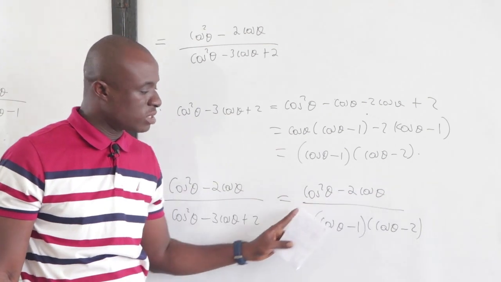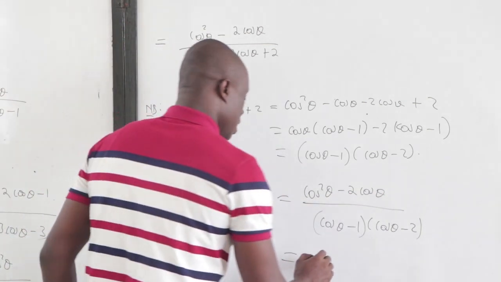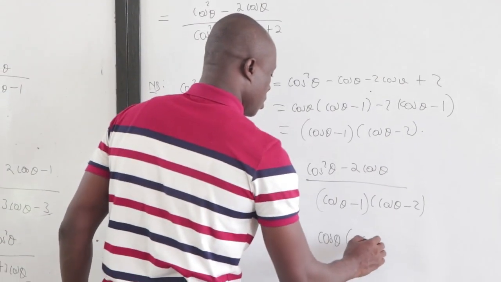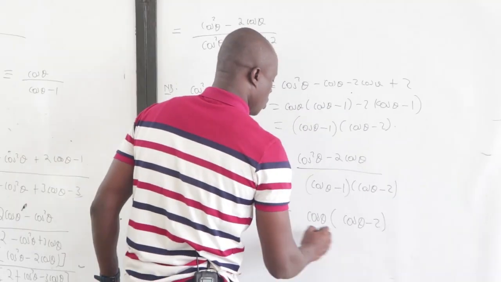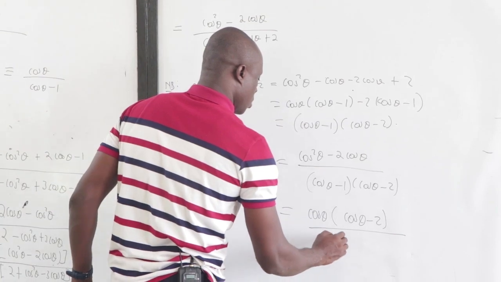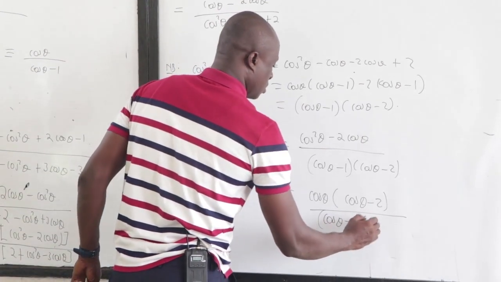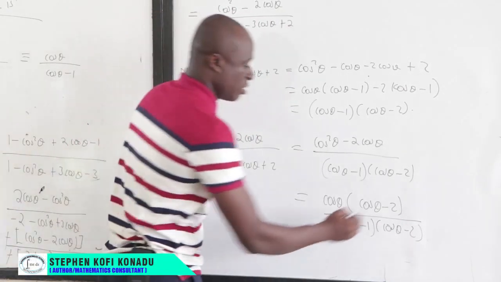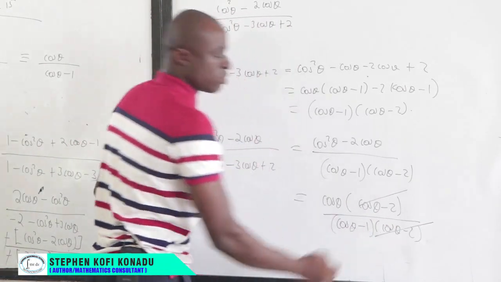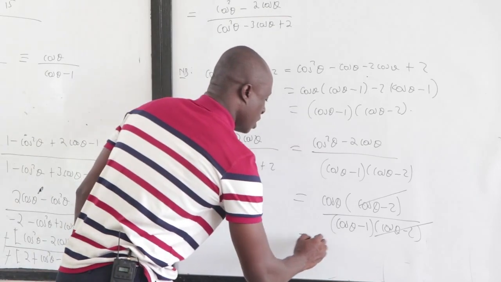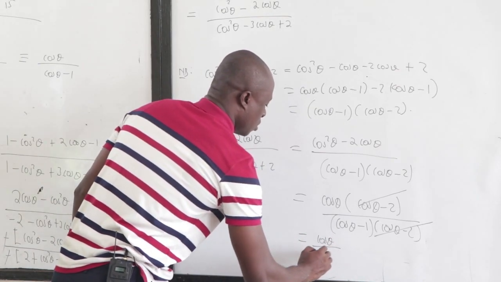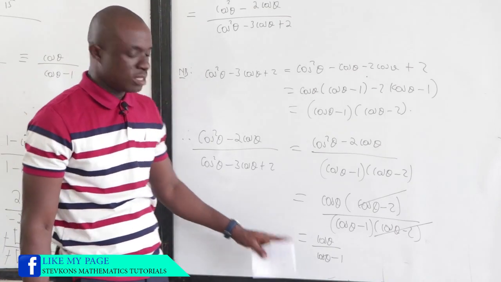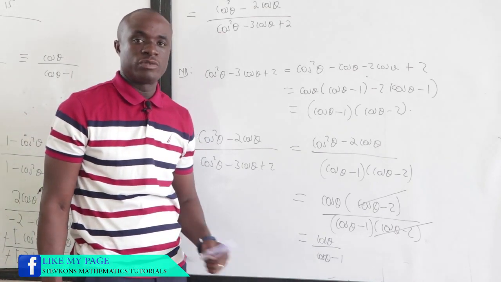Clearly, what can I do at the numerator? I can factorize cos theta out. And when I factor cos theta out, what am I getting? I'll get cos theta times cos theta minus 2 all over cos theta minus 1 times cos theta minus 2. Clearly, cos theta minus 2 is cancelling out cos theta minus 2. So what do you have? We have cos theta all over cos theta minus 1. And this is what we were asked to prove.